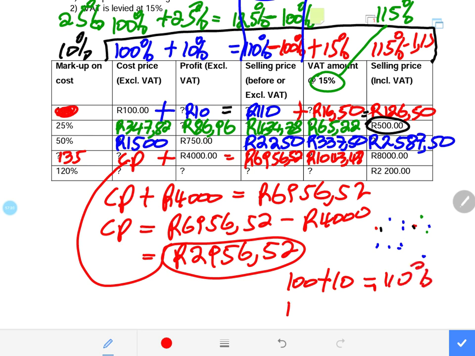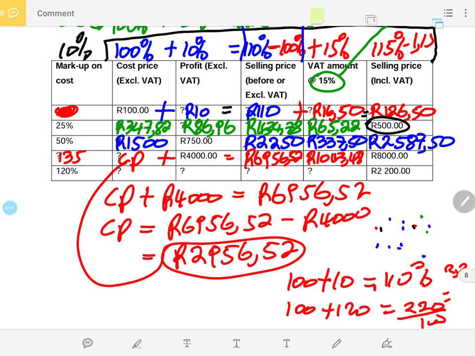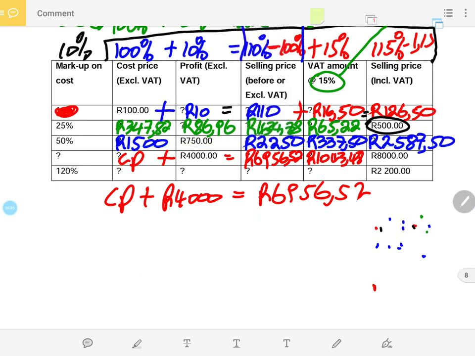Now on that same note, we continue and calculate the VAT amount. We are given the amount that includes VAT, which is 2,200. Then we just say 2,200 times 15 divided by 115. It gives us the VAT amount. The VAT amount is 286 rand 96 cents.